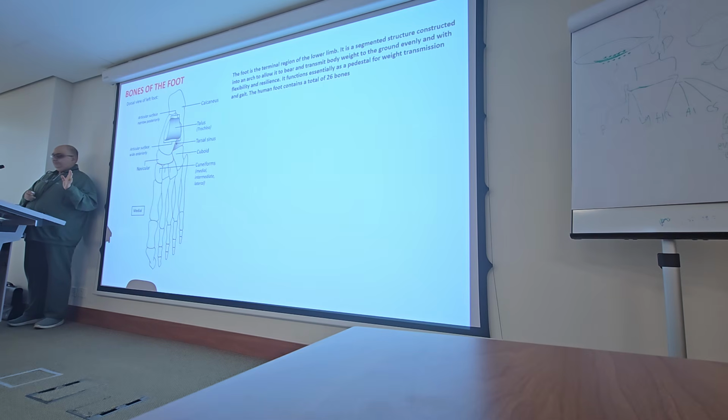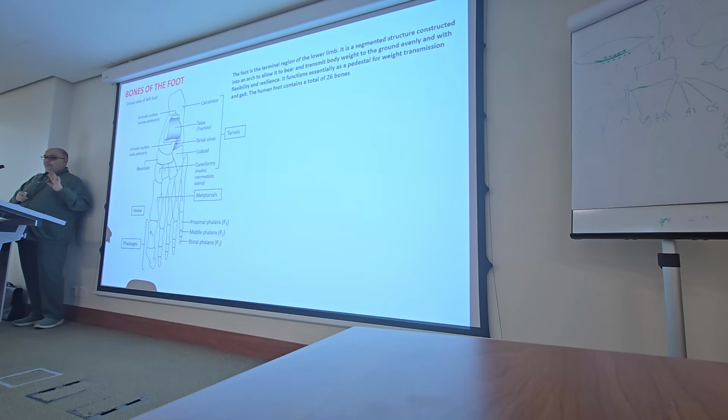Are we clear? After this, we have metatarsals, and then we have phalanges. Like my upper limb, like my hand, my first digit has only 2 phalanges, and the remaining ones have 3 phalanges. Are we clear? Any doubt here?